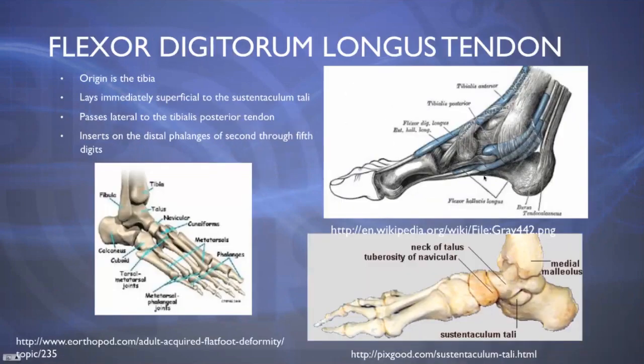The flexor digitorum longus tendon originates at the tibia, lying immediately superficial to a structure known as the sustentaculum tali, and this is right in here. The flexor digitorum longus tendon is going to be located right in this region on this diagram. It passes lateral to the tibialis posterior tendon. Again, this is going to be our D for Dick. So we had Tom already, now we're on to Dick, inserting onto the distal phalanges of the second through the fifth digits.